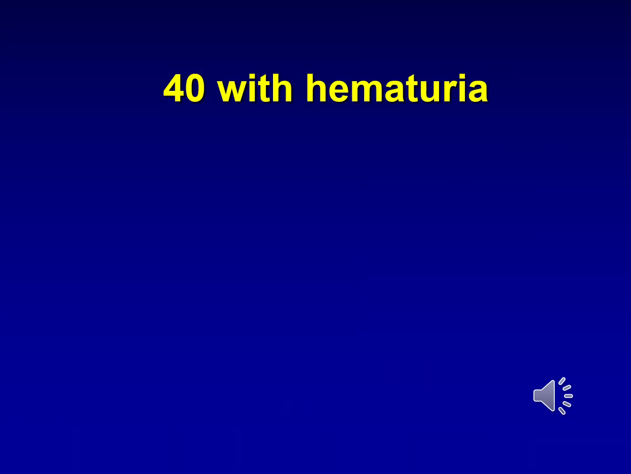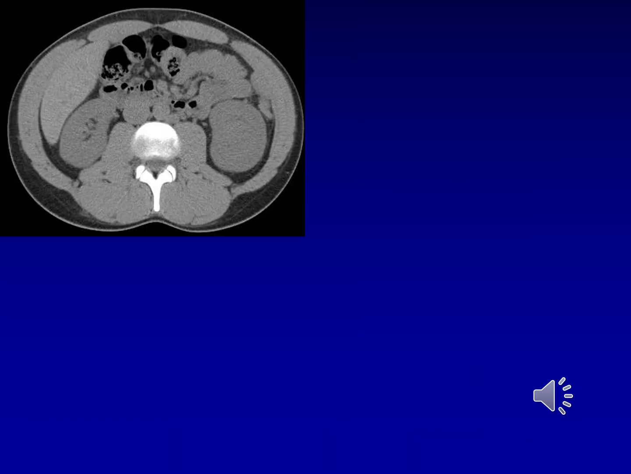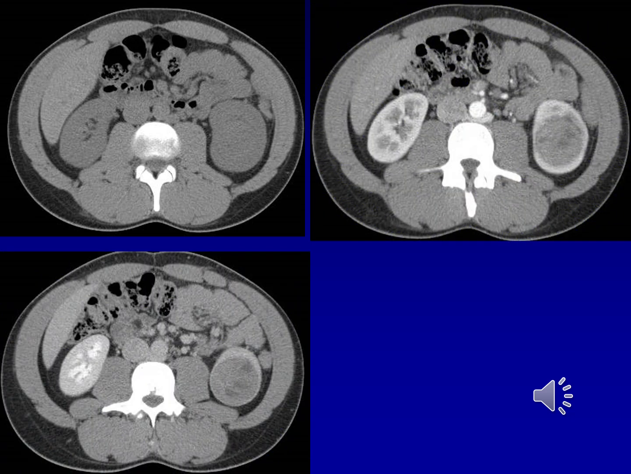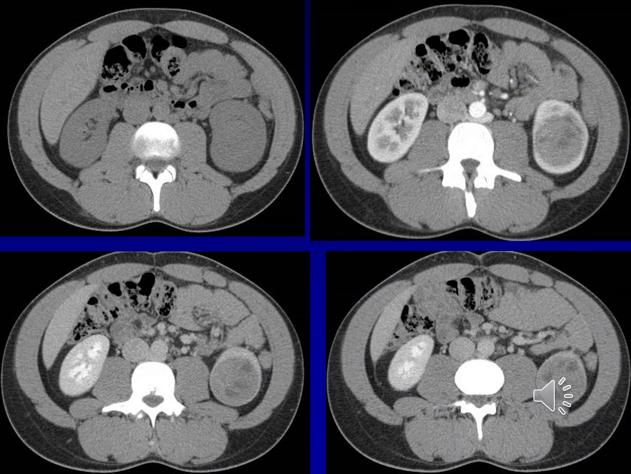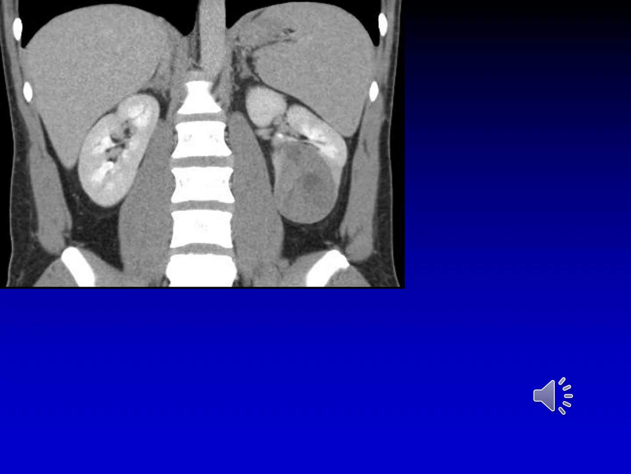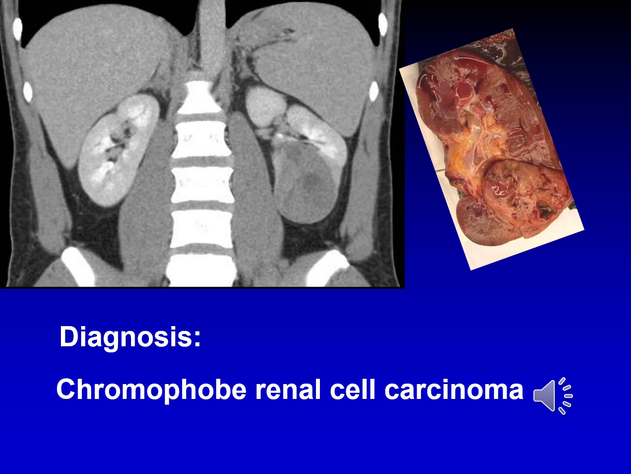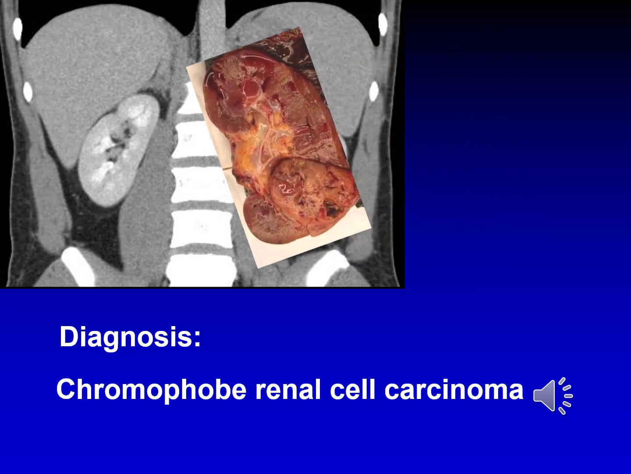Okay, another patient with hematuria, this time a CT scan, non-con, con, and we will show it in the coronal plane. Hopefully you see the solid mass. It goes for a nephrectomy, solid mass there, and nice overlay, and this ends up being a rare form of RCC.